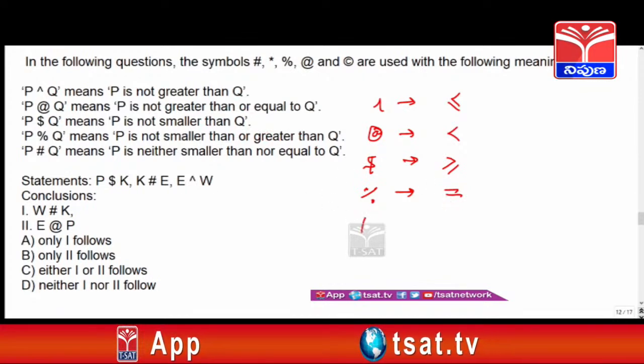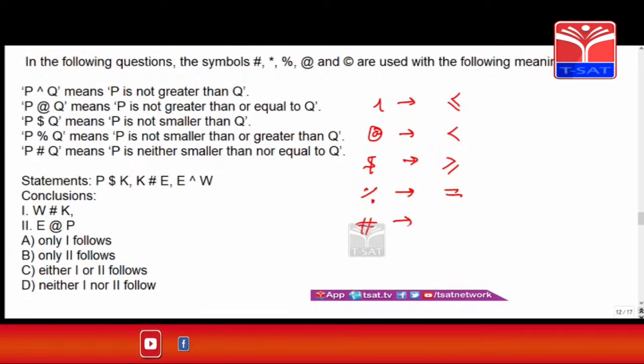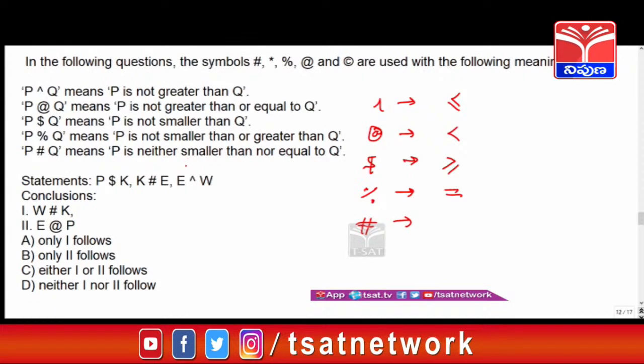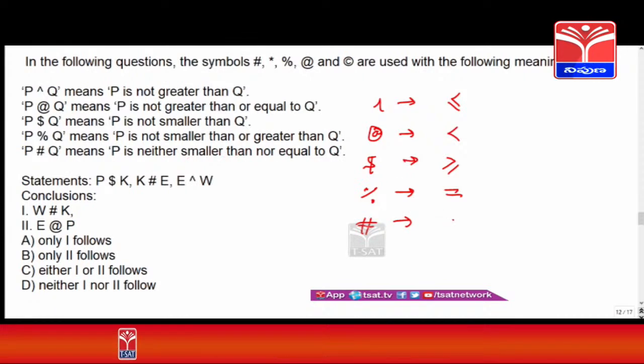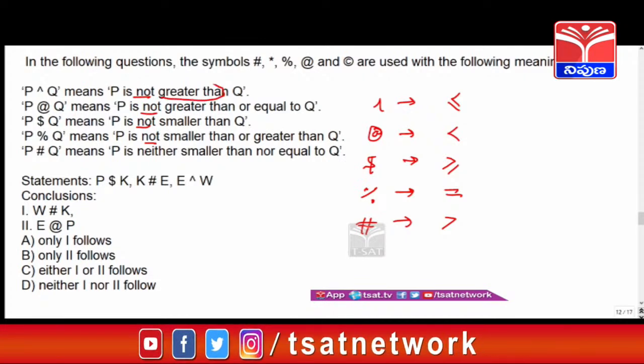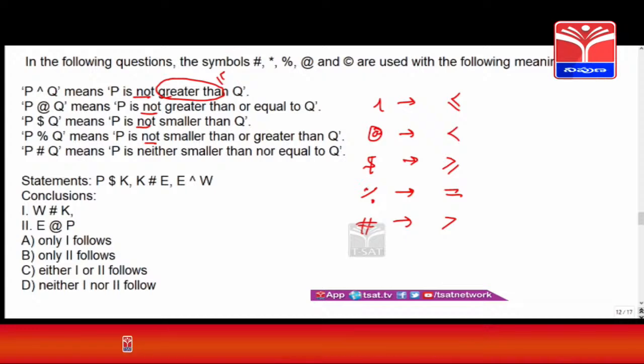Now finally we have this hash symbol. P is neither smaller than nor equal to Q. P is neither smaller than nor equal to Q means P is greater than Q. So this symbol represents greater than. So you have to be careful with the word not. Not means "kaadu", so we have to take the opposite. P is not greater than Q. Since he said not greater than, we should not take greater than here, so we are taking smaller than or equal to. So we are taking it like that.